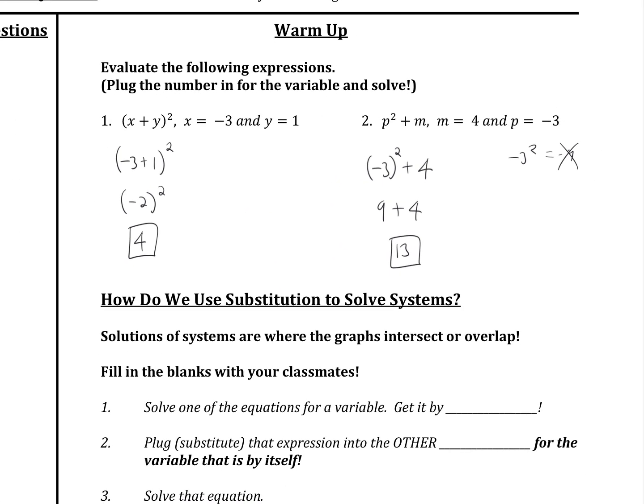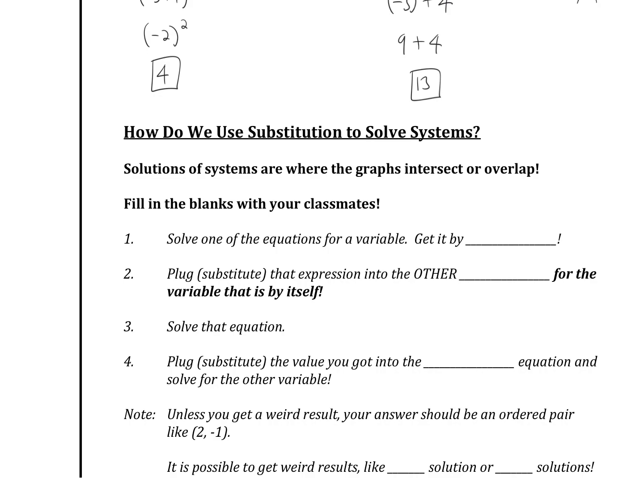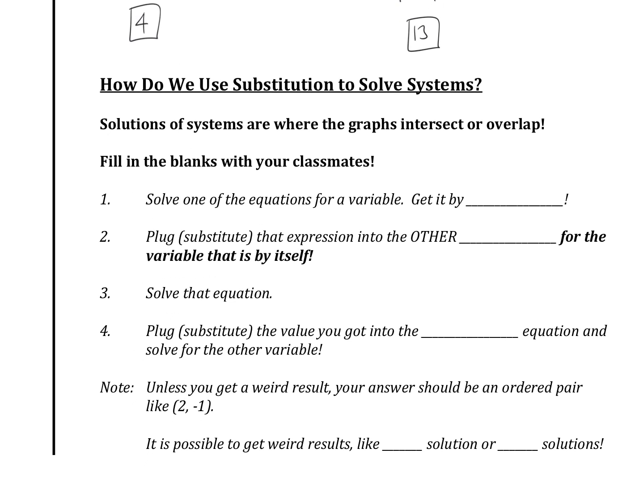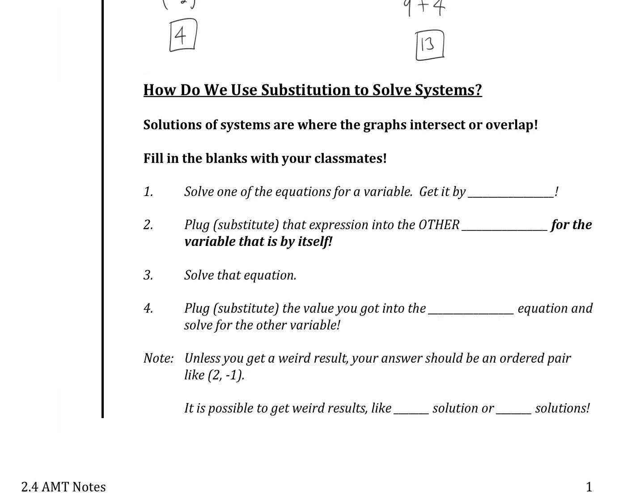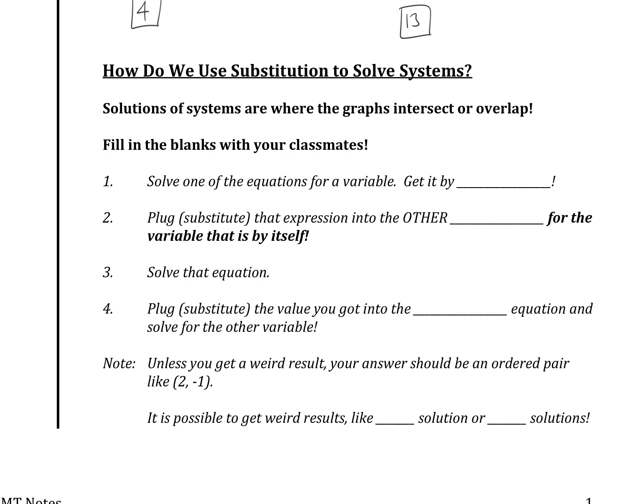All right, so that's a basic form of substitution, and now we're going to get into the actual solving for systems. Like we talked about, solutions to systems are where the graphs intersect or overlap. So why don't you go ahead and try to fill in the blanks with your classmates or on your own, and see if you can figure out what goes in here. Go ahead.